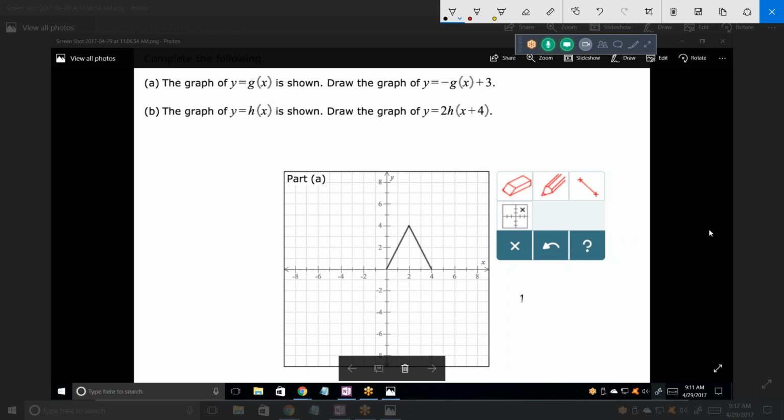Okay, so you flip it. Which way? You flip it vertically. Correct, because that negative sign is outside the function. So a flip over which axis? The x-axis. Okay. So there's the first part. That's minus g of x.